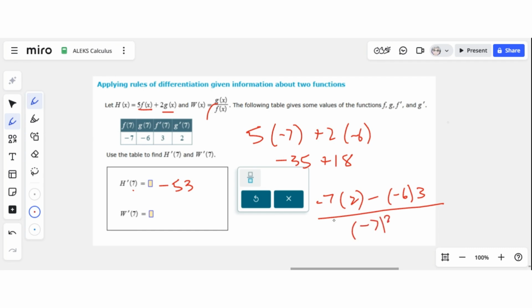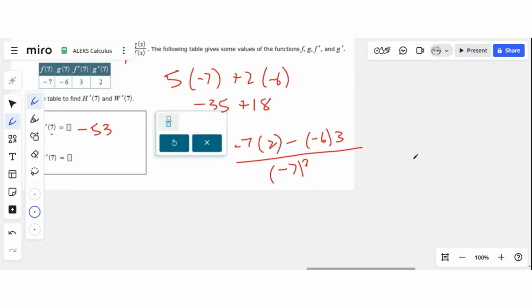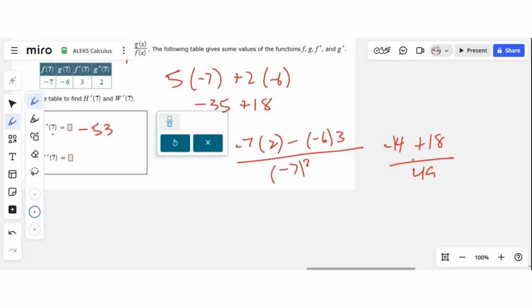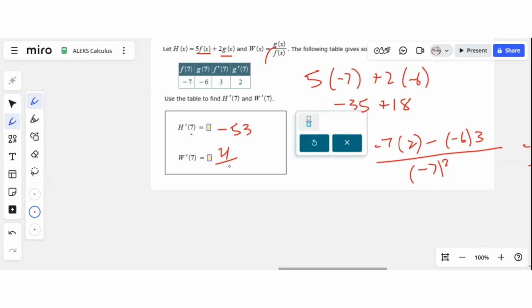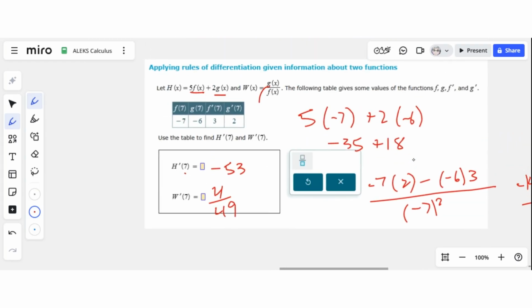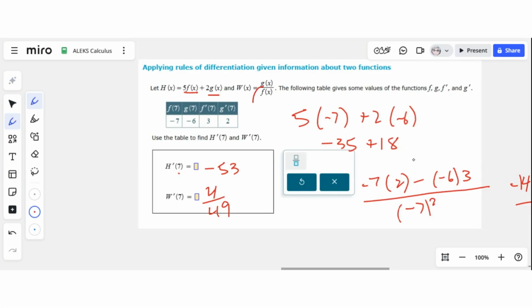Okay, now we just need to crunch the numbers on this. Let's see, so that's negative 14 minus a negative 18, all over 49. So that looks like 4/49. So that is how to apply those product and quotient rules when you're given some information about the functions.